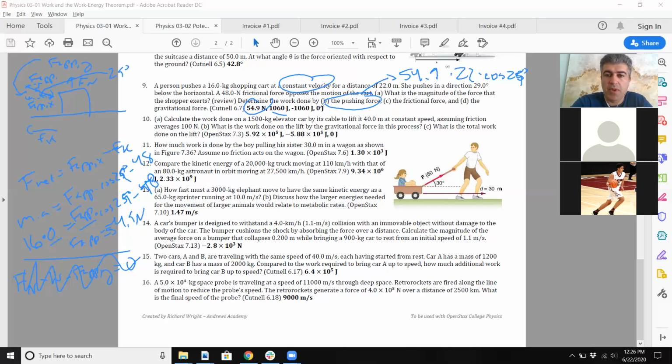But the frictional force is just going the opposite direction. So that's why it's just negative. And then the gravitational force is going perpendicular to the motion, so that's why it's just 0 for 9. So that's that one there. Okay, let's keep moving. Let's look at 10.